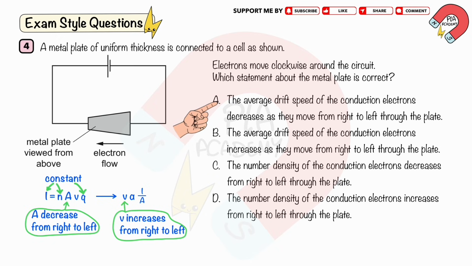Choice A. The average drift speed of the conduction electrons decreases as they move from right to left through the plate. This is incorrect. Choice B. The average drift speed of the conduction electrons increases as they move from right to left through the plate. This is correct. Choice C. The number density of the conduction electrons decreases from right to left through the plate. This is incorrect. Choice D. The number density of the conduction electrons increases from right to left through the plate. This is incorrect.